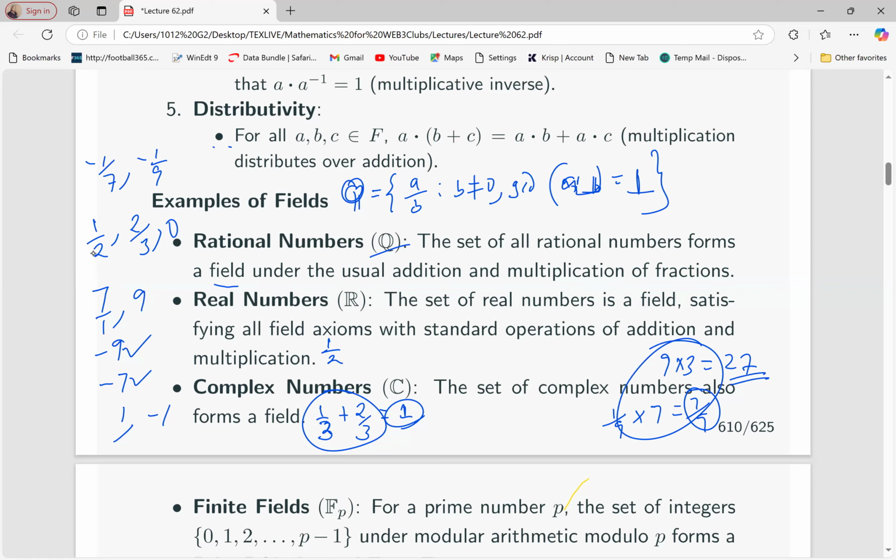A half plus a third. The LCM will be 6, and that will be 5 over 6, and this is a rational number. So you add any two rational numbers, you get a sum that is a rational number. You multiply any two rational numbers, you get a product that is rational. So we then say that they are closed under addition and closed under multiplication. Of course, associativity will be obvious.